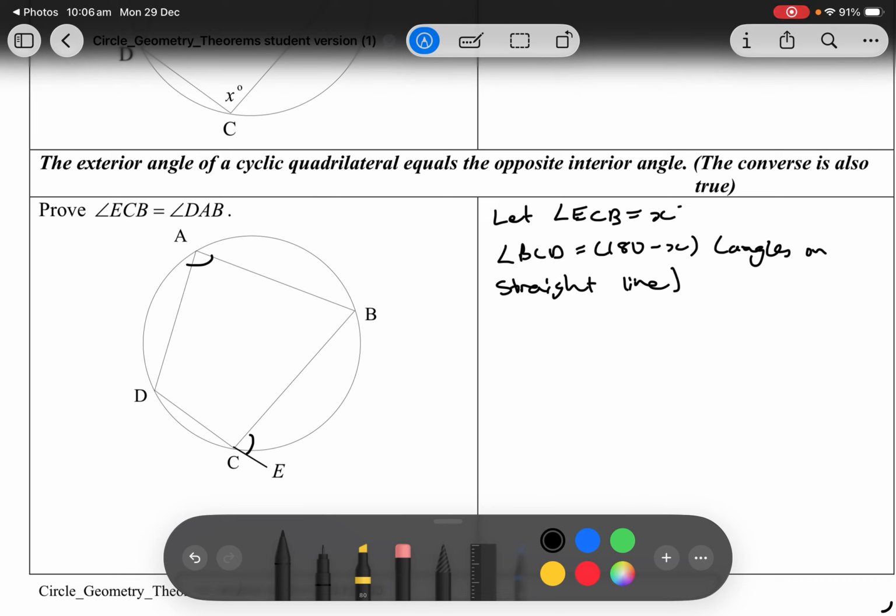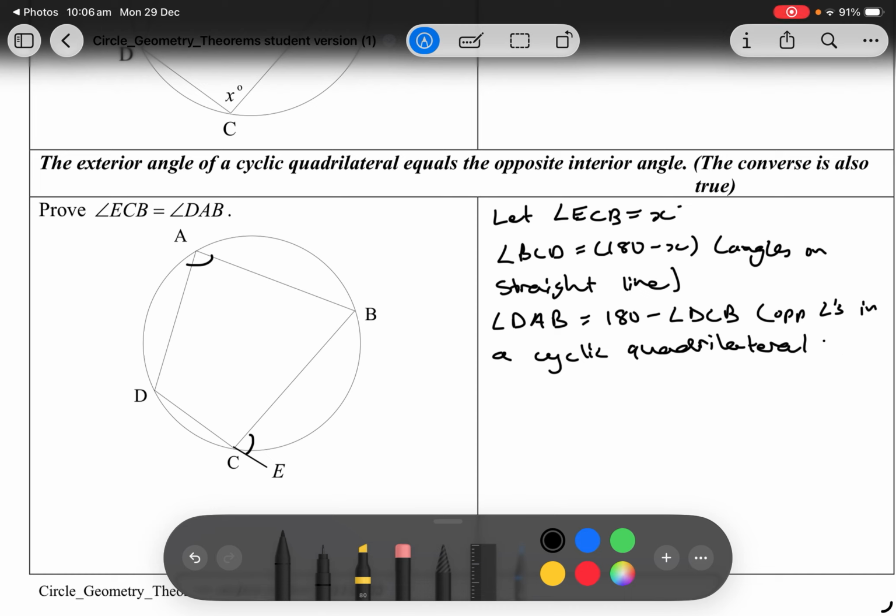Okay. Now, we can say that angle DAB, this angle that I've labeled at the top, equals 180 minus angle DCB. The reason is what we discovered in the last circle theorem. So opposite angles in a cyclic quadrilateral ABCD are supplementary.